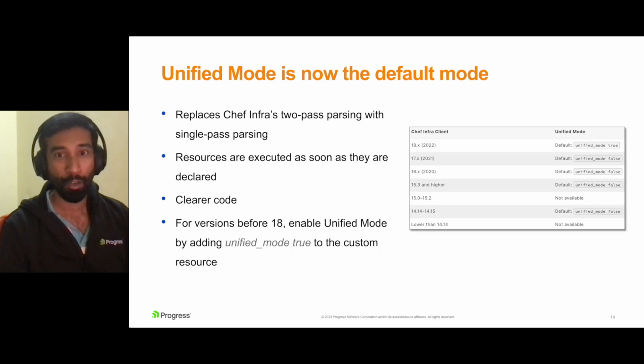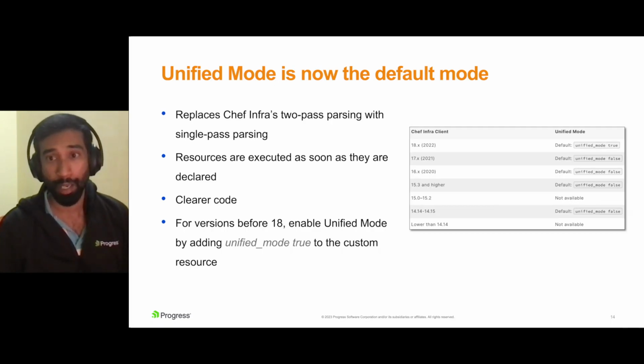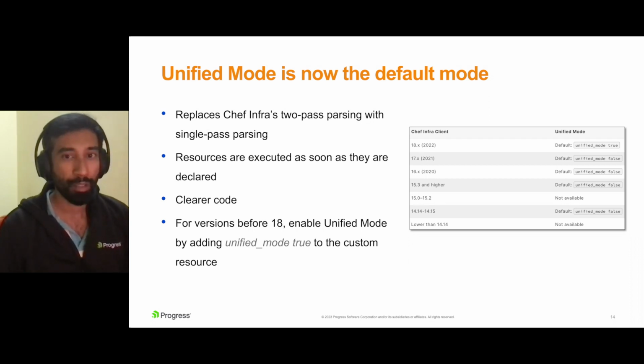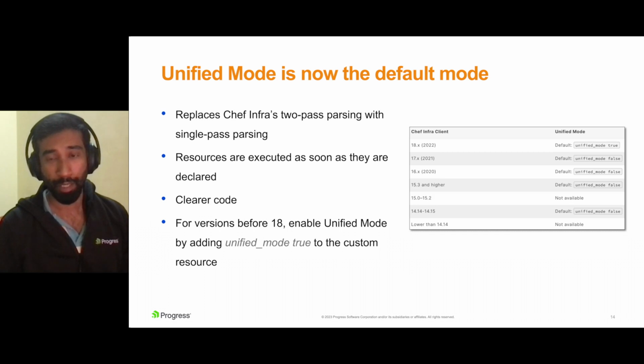We are going to talk about the first big thing in Client 18. For those of you who have been using the new versions of Chef Infra Client always, you would be familiar with unified mode. It was first introduced in version 16. It was not enabled by default in version 17, but rather people had to manually toggle to that mode.